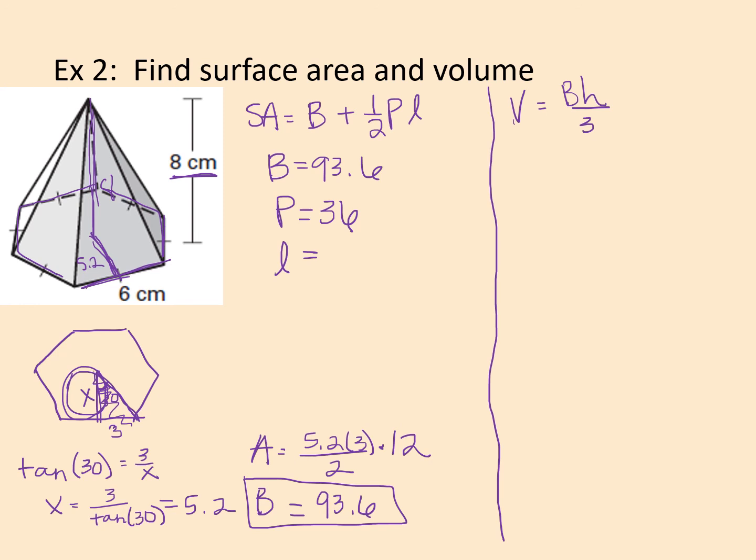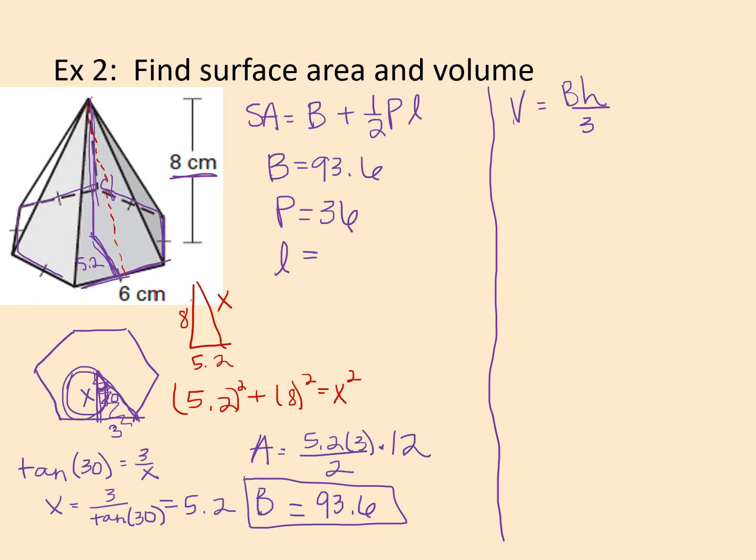If I were to jot in, and this is maybe a little hard to see, so if you do have questions, jot them down. I'm going to pull out that triangle that we just created again. We found that this is 5.2, this one is 8, and I need to find that slant height. So again, I'm going to use the Pythagorean theorem. I take 5.2 squared plus 8 squared equals x squared.